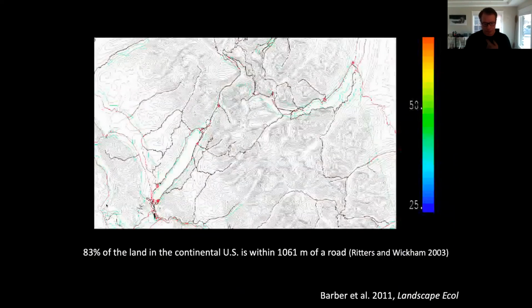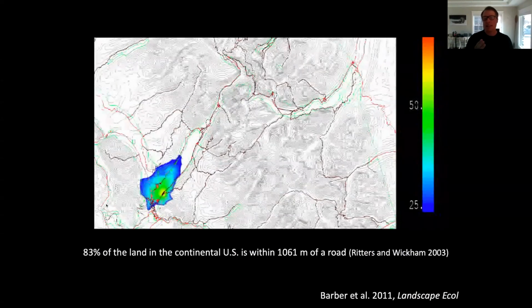And in fact, 83% of the land in the United States is within 1 kilometer of a major road. And this is an animation of a vehicle going up the Going to Sun Road in Glacier National Park, and that's an almost 5-mile sound footprint.